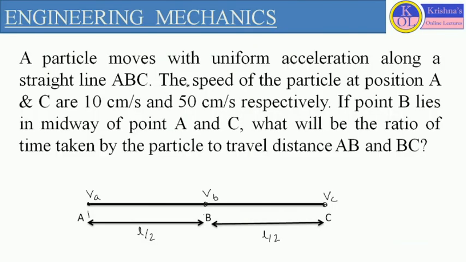A particle moves with uniform acceleration along a straight line ABC. The speed of the particle at position A and C are 10 centimeter per second and 50 centimeter per second respectively. If the point B lies in midway of point A and C, what will be the ratio of time taken by the particle to travel distance AB and BC?